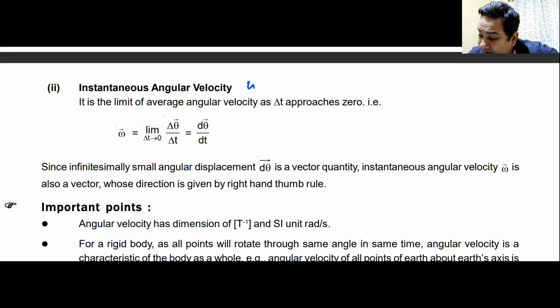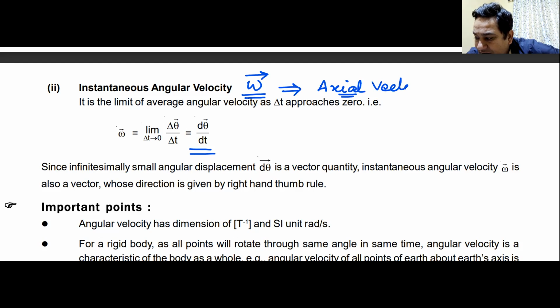Now, this is the omega vector because it is a vector quantity, d theta vector by dt. Remember, this vector is known as an axial vector. What do I mean by an axial vector? When you have an axial vector, its direction is given in terms of an axis on which that body is rotating or turning or performing circular motion. The direction is given by the right hand screw rule or right hand thumb rule.